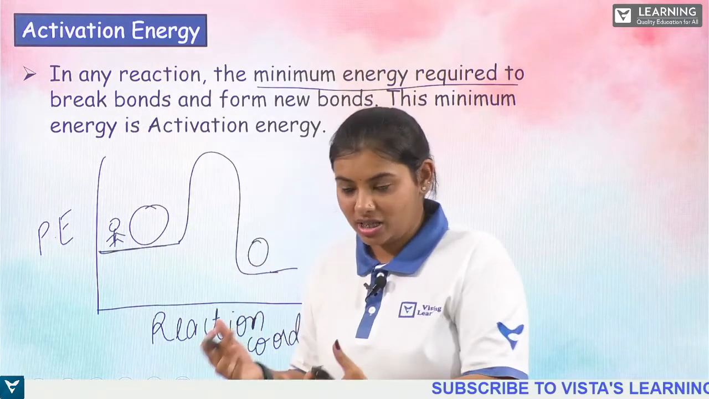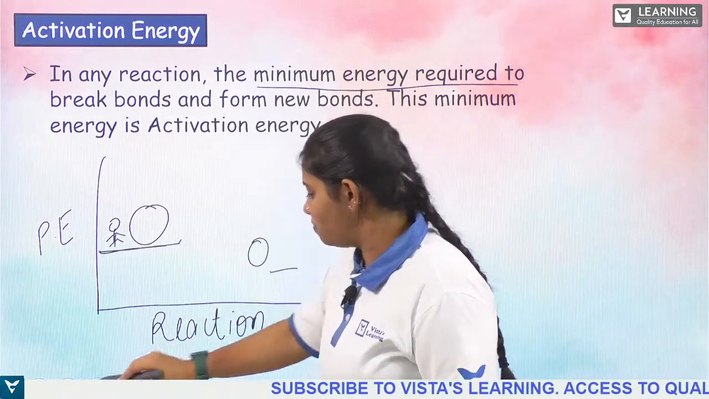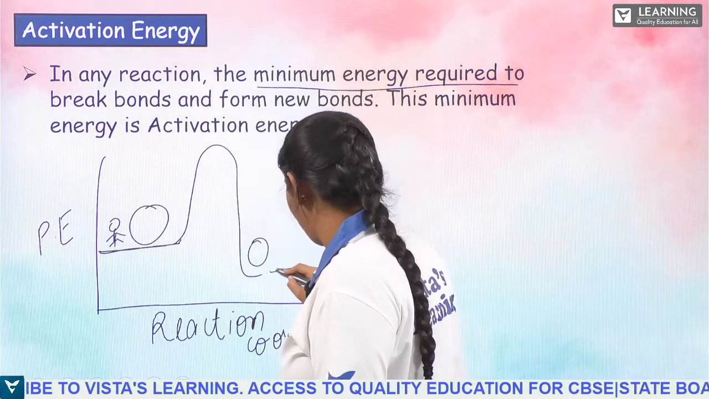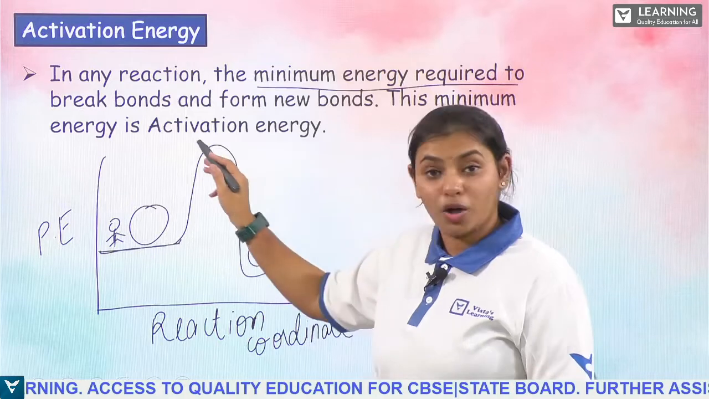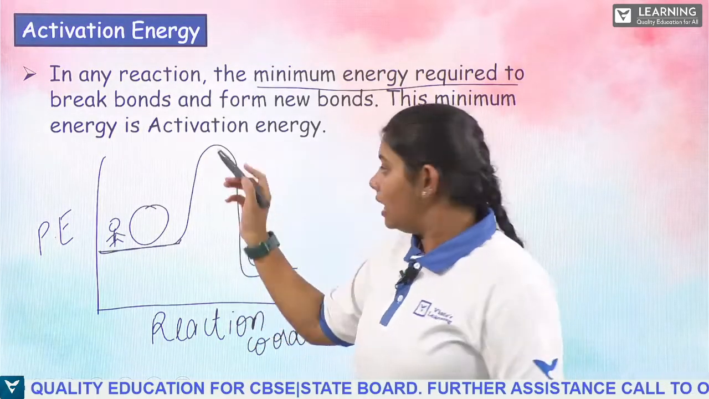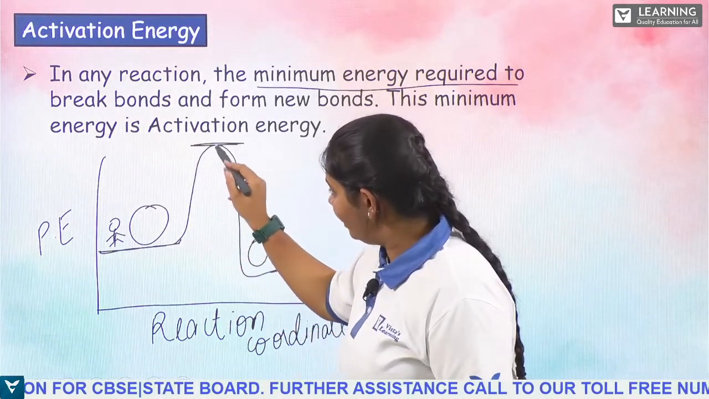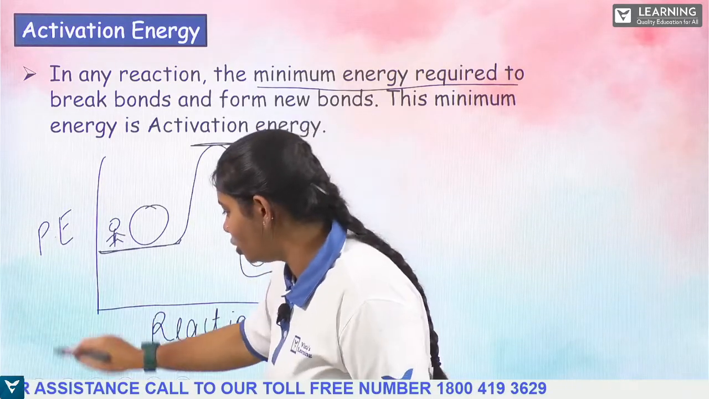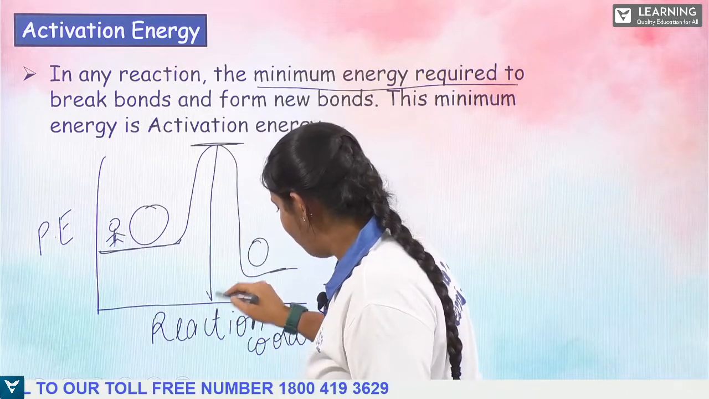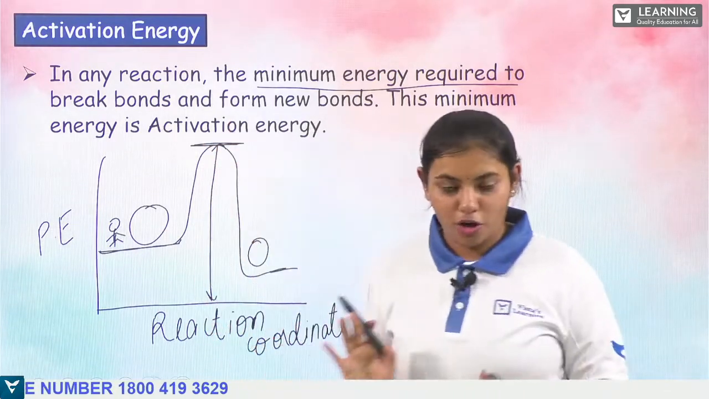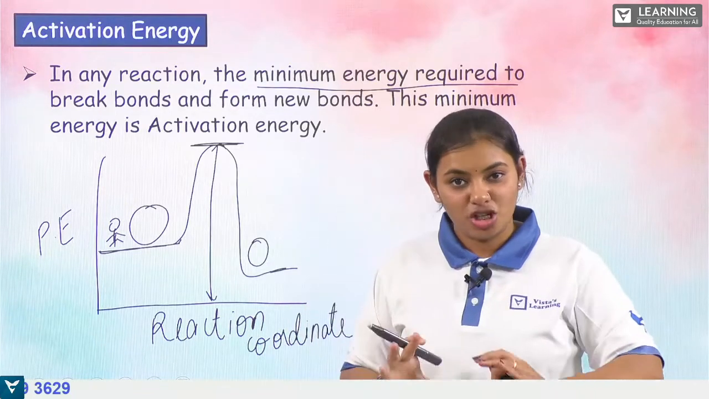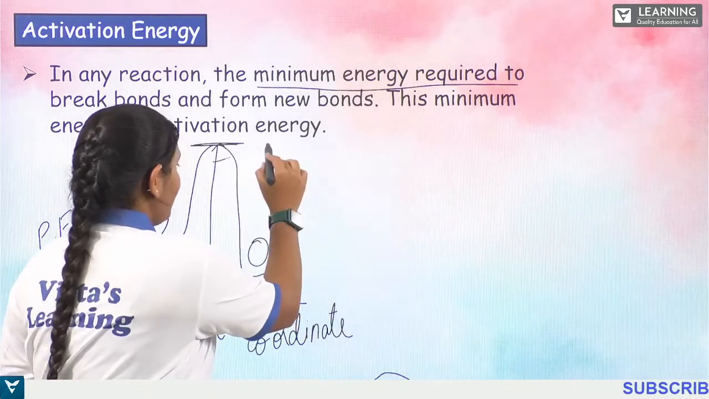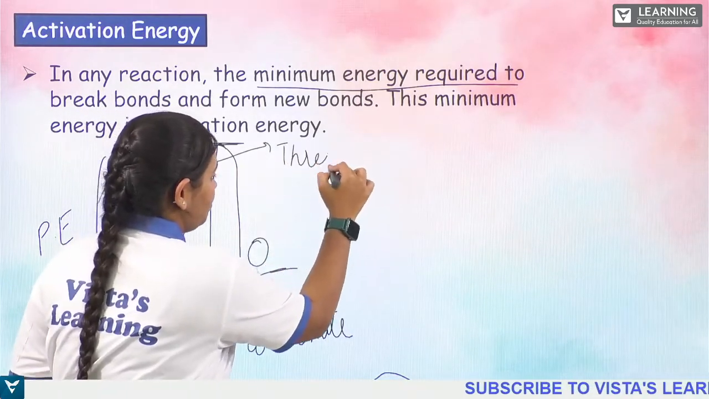That is the minimum energy that is required in order to cross this barrier. This will be the energy of the entire barrier. And this entire energy of the barrier is known as threshold energy. So what is this called? This is called threshold energy.